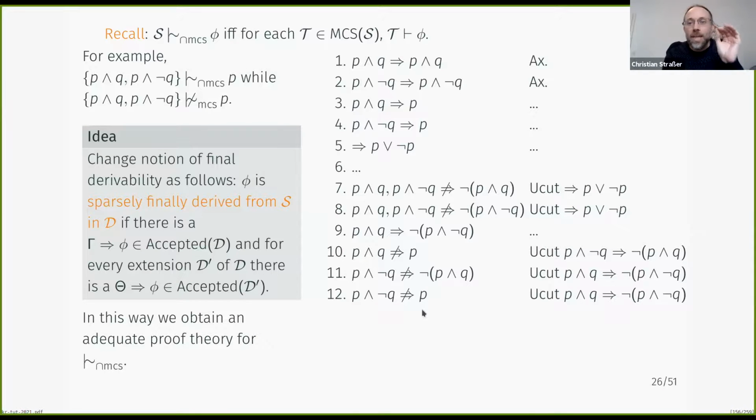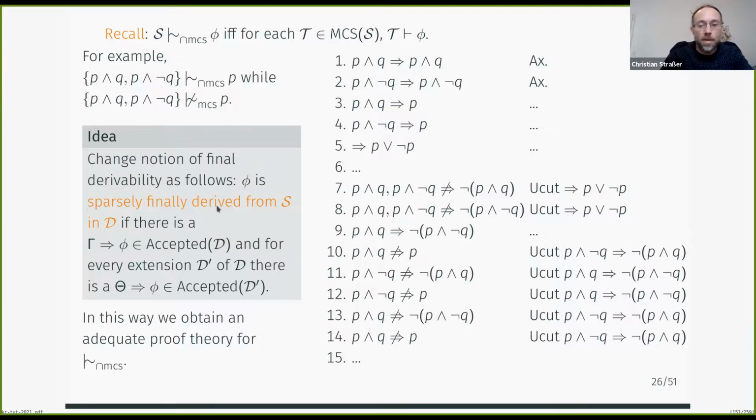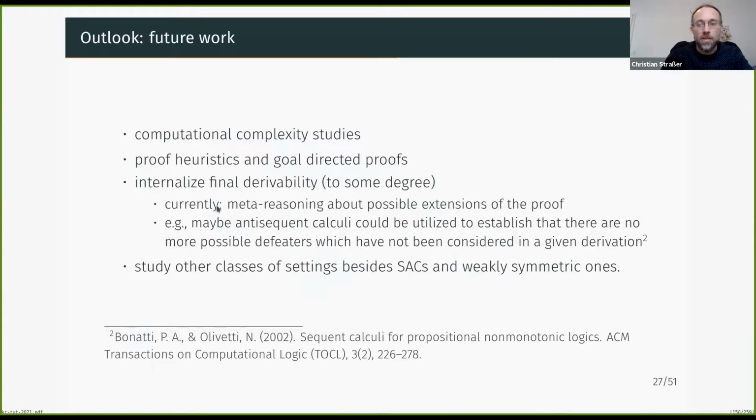However, there will be in any extension of the proof always an argument for P which is accepted, namely either the one based on P and Q or the one based on P and not Q. So this will be the case. So there is a certain convergence, but it's a convergence on conclusions rather than a convergence on arguments. And this is captured by this definition of sparsely finally derived formulas in this case. Okay, so this is the way to capture the other notion of maximal consistent subset related entailments.